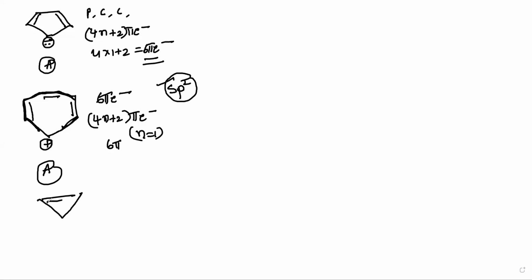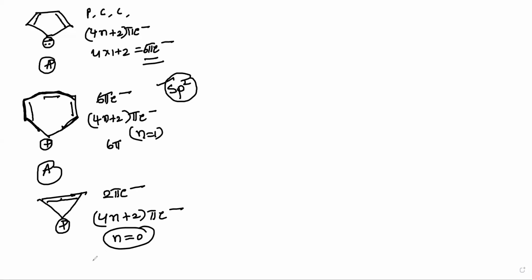Suppose we take this molecule. In this case, this is the pi bond, and at this position there is a positive charge. It is cyclic and conjugated. Here, how many pi electrons are there? 2 pi electrons, 1 pi bond. In the equation 4n plus 2 pi electrons, substitute n is equal to 0. Then 4 into 0 plus 2, we get 2 pi electrons only. Means it is also aromatic in nature. How? The pi bond and the positive charge are in conjugation.